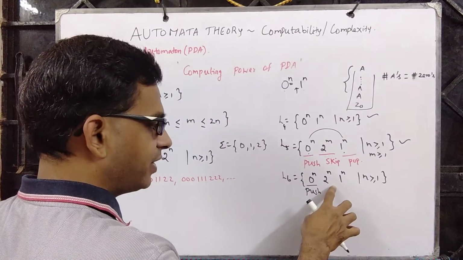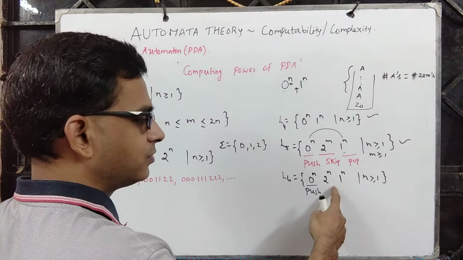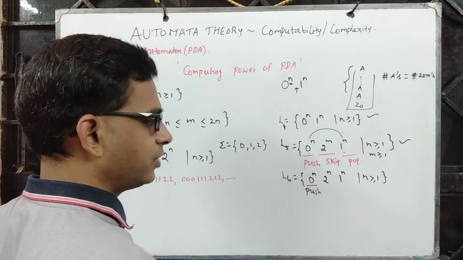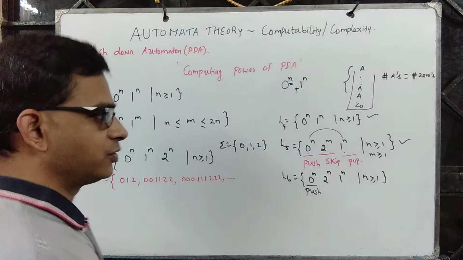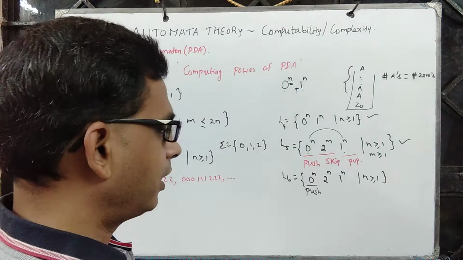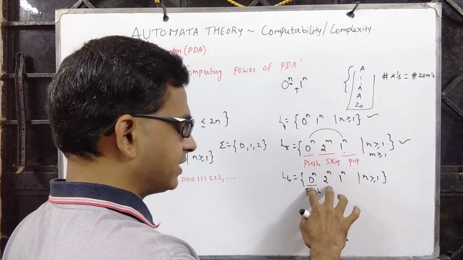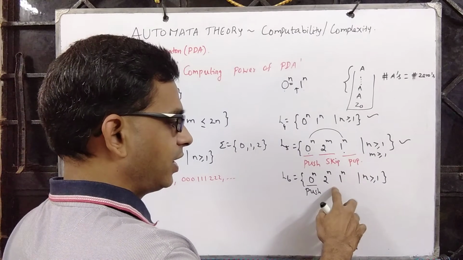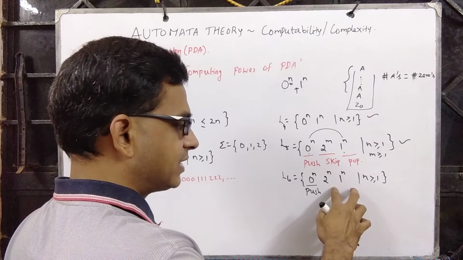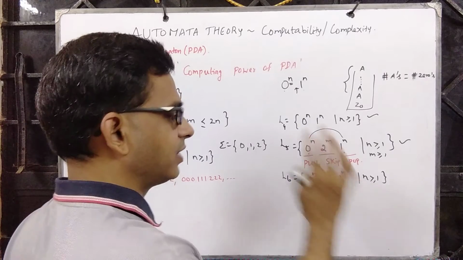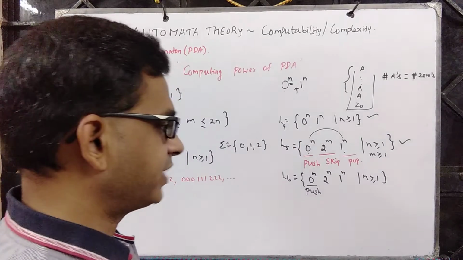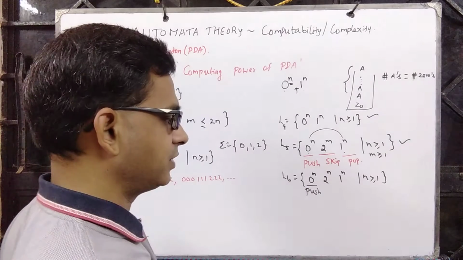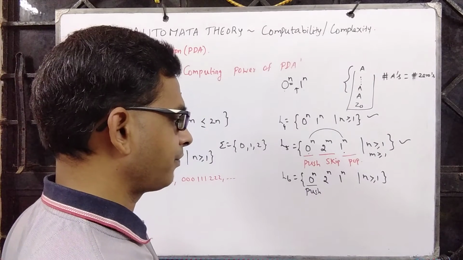Once you come here, the stack is empty. So you have lost the count of how many zeros and how many 2's you have seen so far. And you can check whether these two are same, but you have lost the count because the stack is empty. And because the stack is empty, we cannot compare it with this to check whether the number of ones is same as the number of zeros or number of 2's.